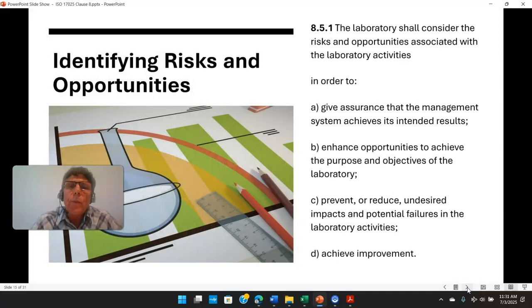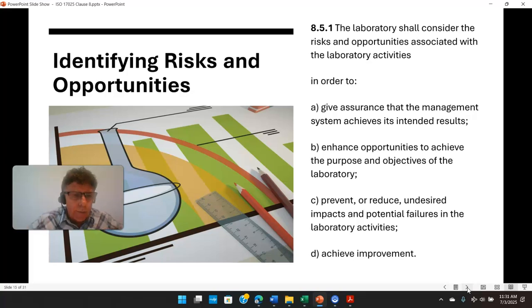So section 8.5.1 says laboratory shall consider risk and opportunities associated with the laboratory activities in order to A, B, C, D. A, give assurance that the management system achieves its intended results. B, enhance opportunities to achieve the purpose and objectives of the laboratory. C, prevent or reduce undesired impacts and potential failures in the laboratory activities. And D, to achieve improvement.